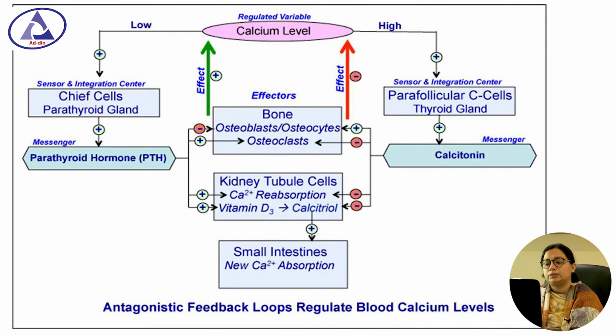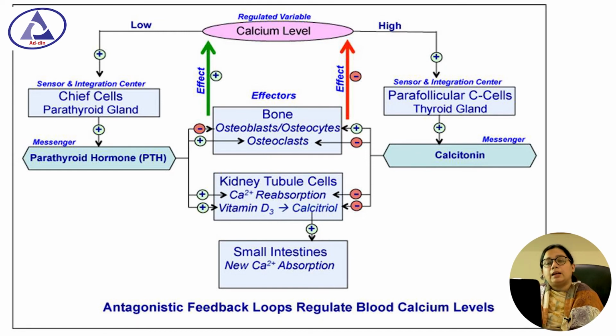Here I have shown the regulation of blood calcium. Parathyroid hormone acts on bone, intestine and kidney. In bone it causes bone resorption. In intestine it acts on absorption of calcium through the activation of vitamin D, and in kidney it acts by reabsorption of calcium in the distal convoluted tubule and collecting duct.